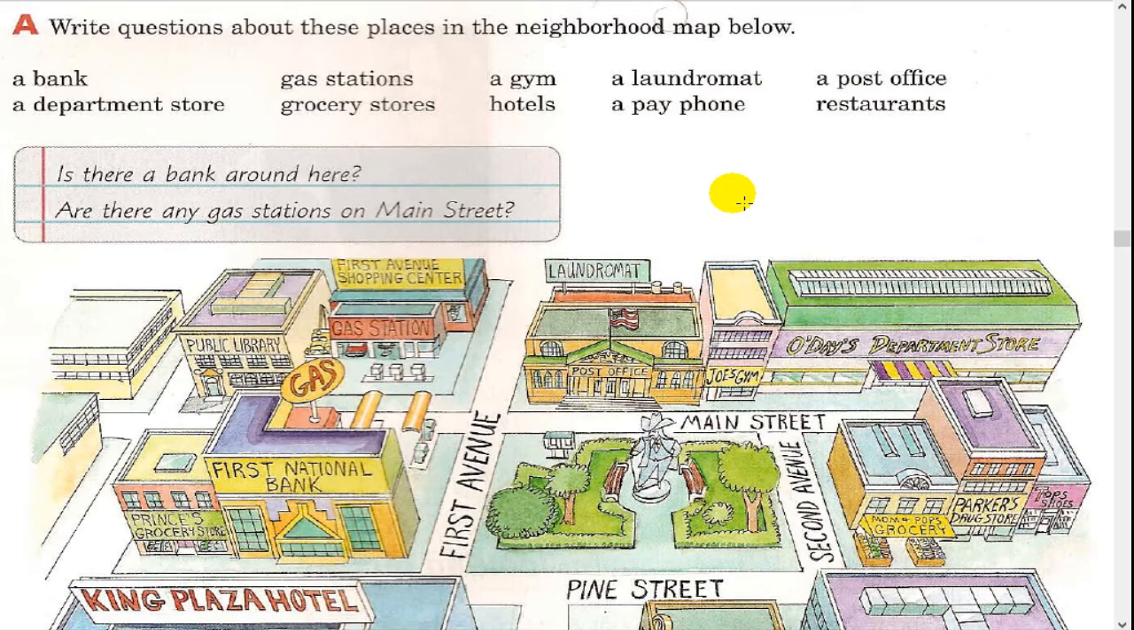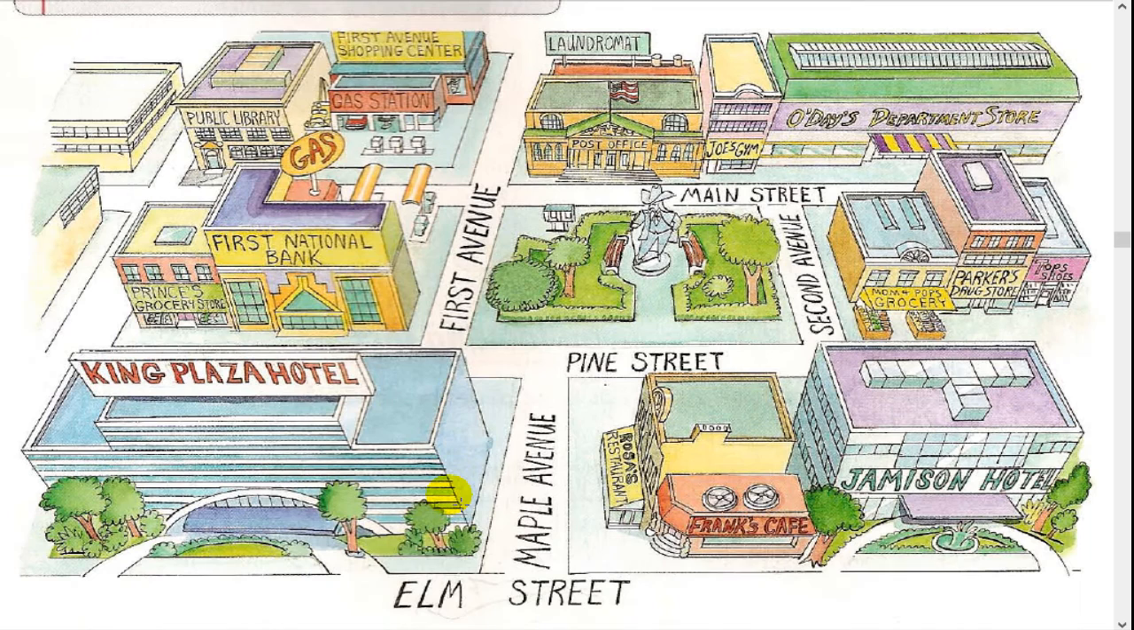Is there a laundromat near here? Laundromat, a place to wash and dry clothes. Yes, there is. There is one on First Avenue. This is First Avenue. There is one on First Avenue behind the post office.